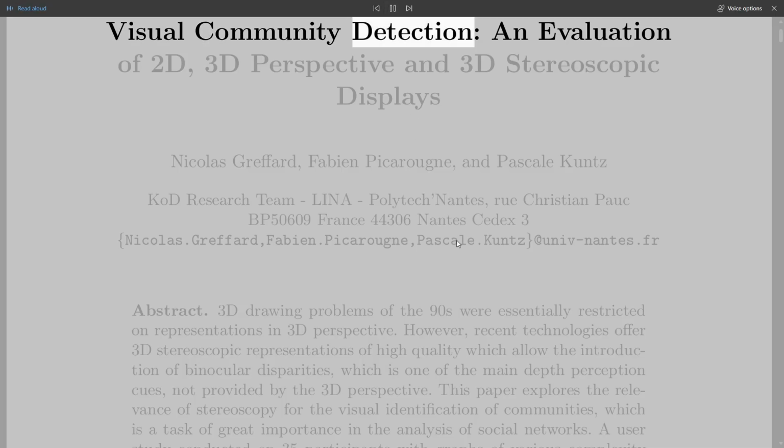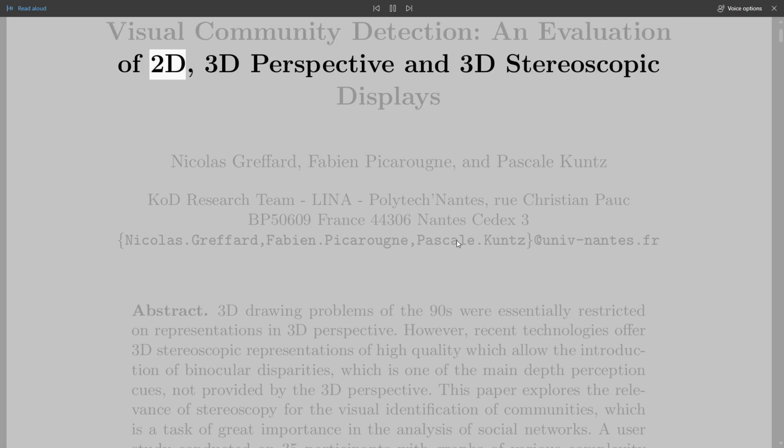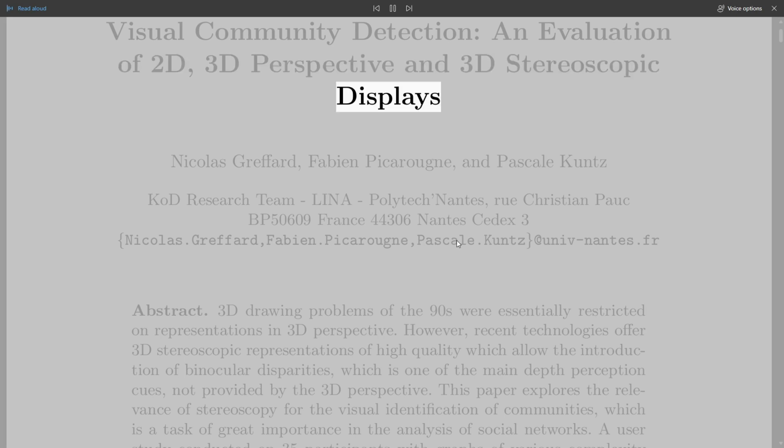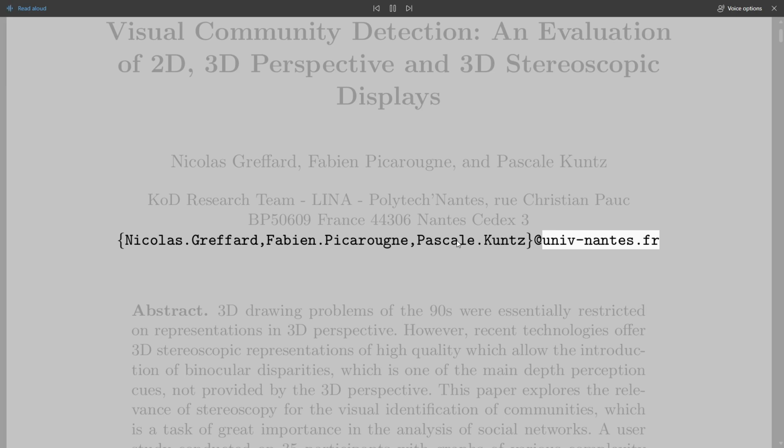Visual community detection, and evaluation of 2D, 3D perspective, and 3D stereoscopic displays. Nicolas Greffard, Fabien Picarougne, and Pascale Kuntz. Code Research Team, LINA, Polytech'Nantes, Rue Christian Pauc BP 50609, 44306 Nantes Cedex 3, France. University of Nantes, FR.